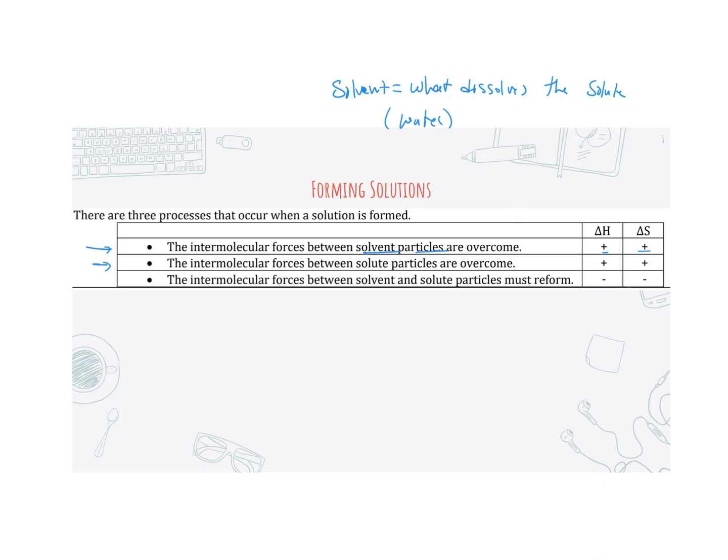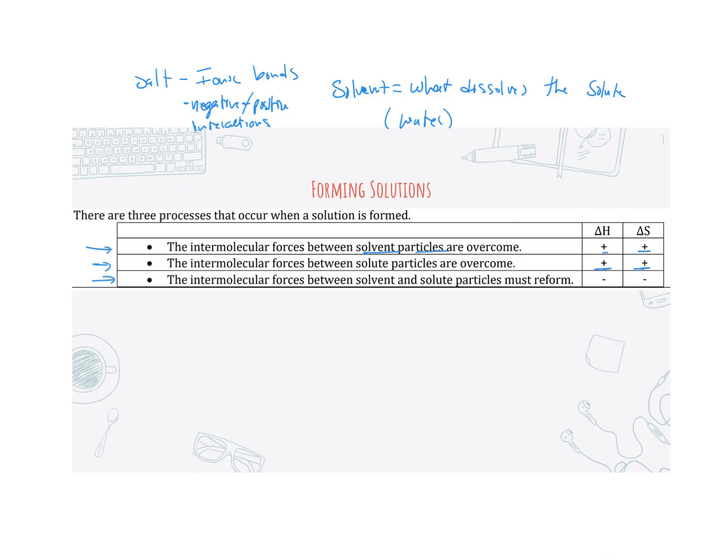The second process that occurs is that the intermolecular forces between the solute particles are overcome. For example, in a salt, these are the ionic bonds that hold together the salt itself, and also the negative and positive interactions. In other words, the electrostatic interactions that hold together a salt. In that case, delta H is positive because you need energy to break apart the salt, and delta S is positive because you are physically breaking the salt up, and it's becoming more disordered.